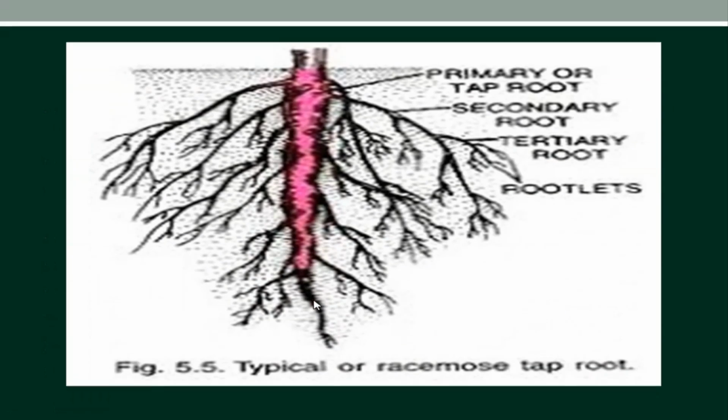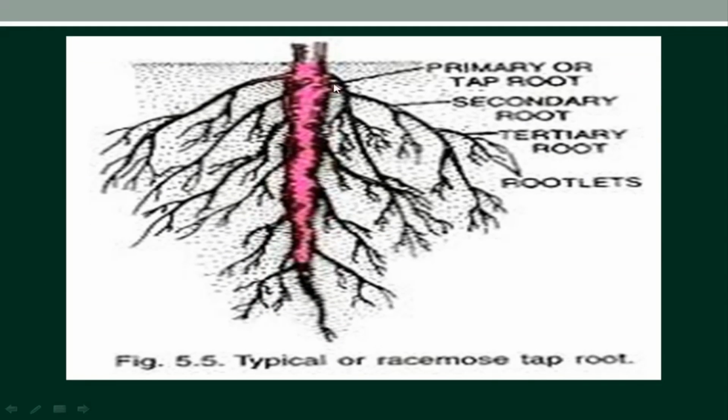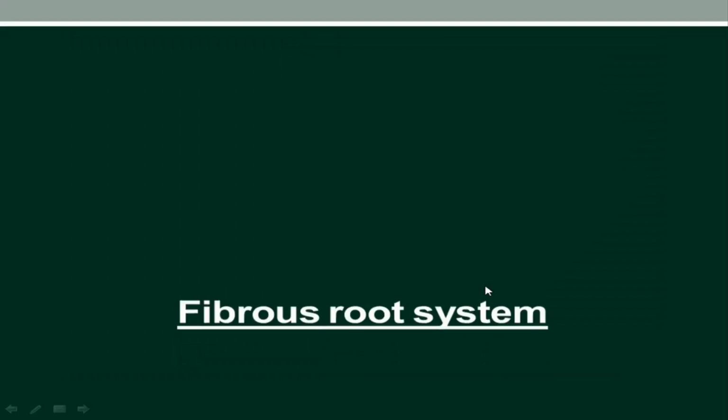This picture represents the taproot system. This is the stem. The base of the stem originates a large root, which is known as the taproot, and you can see some roots that originate from the taproot. These roots are known as lateral roots. Now we have learned what the taproot system is.